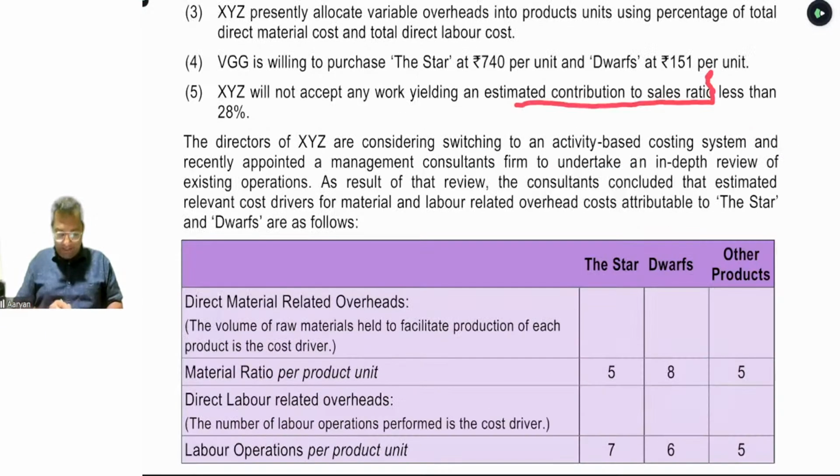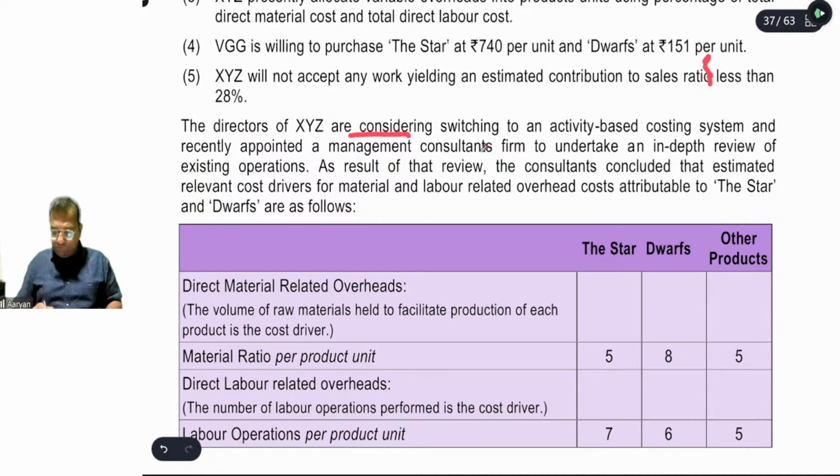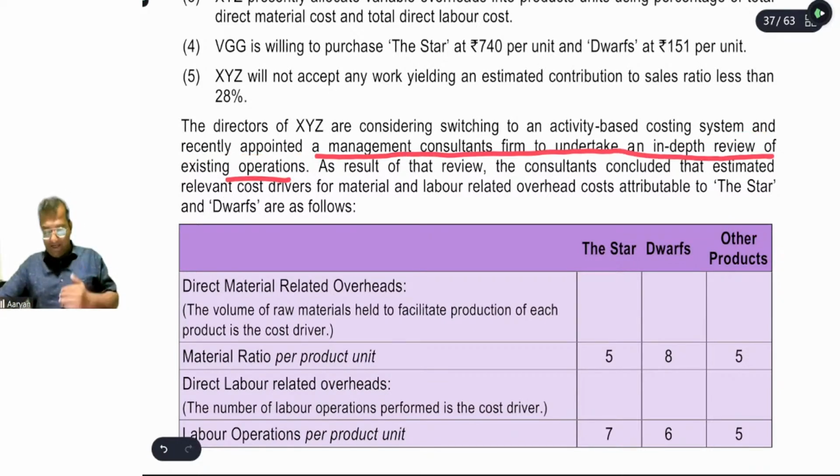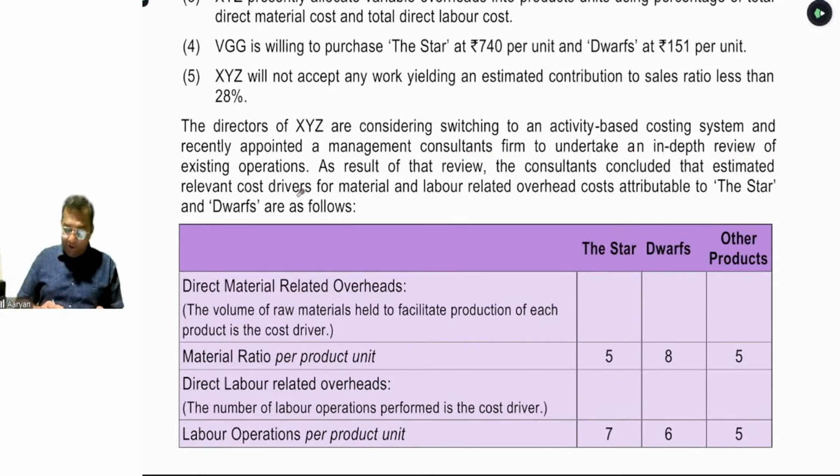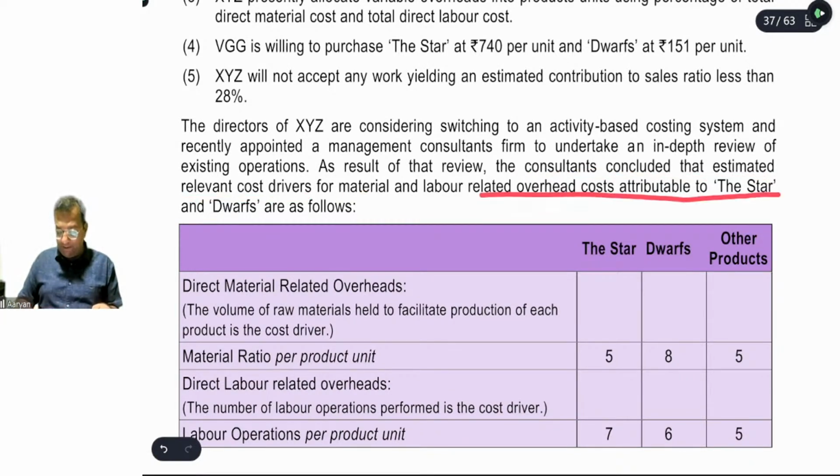Okay. The director of the company is considering switching to an activity-based costing system and recently appointed a management consultant firm to undertake an in-depth review of existing operations. So our company's director now wants to switch to the ABC system and appointed a management consultant firm to have an in-depth review of our existing operations. As a result of that review, the consultant concluded that the estimated relevant cost drivers for material and labor related overhead attributable to the two products are as follows.